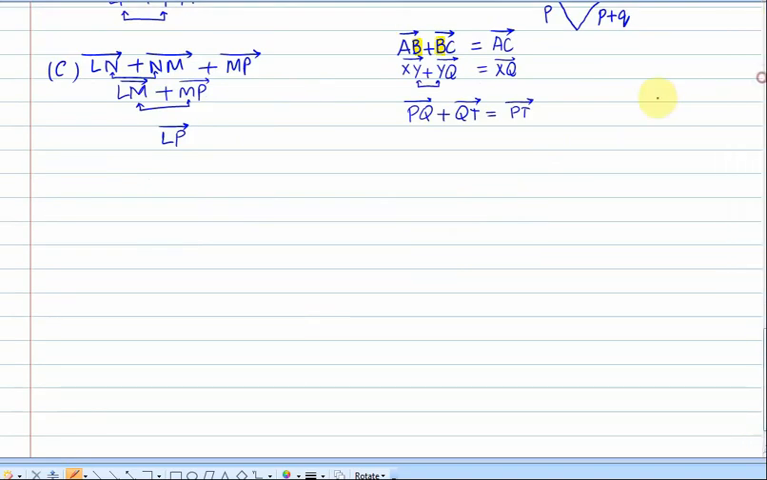It's question number 4. The question says, simplify the following.